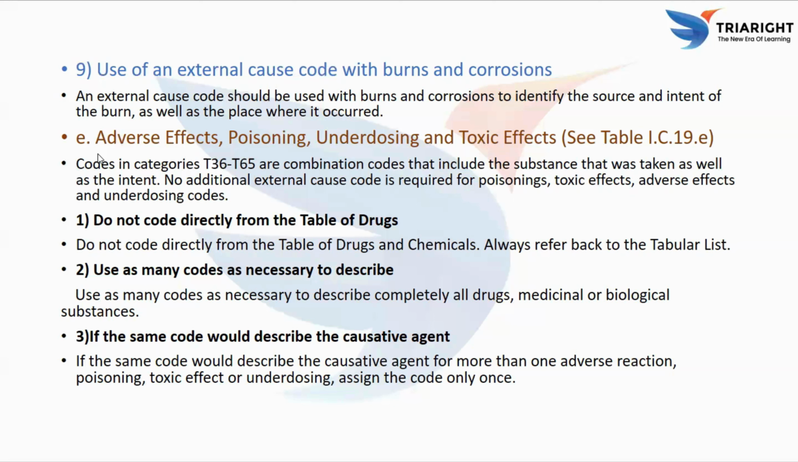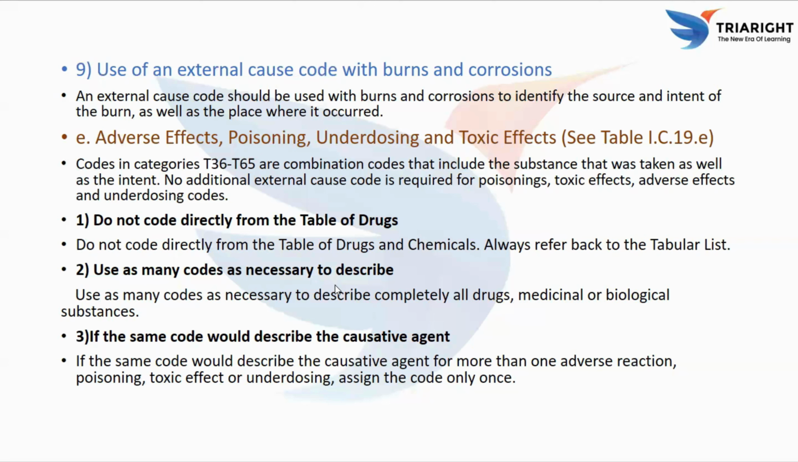The next guideline is regarding adverse effects, poisoning, underdosing and toxic effects. The T36 to T65 codes are all combination codes. So they already include the substance and the intent, whether it is accidental, intentional, adverse effect or underdosing. So no additional external cause code is required for these cases. T36 to T65 already tells us the full story.